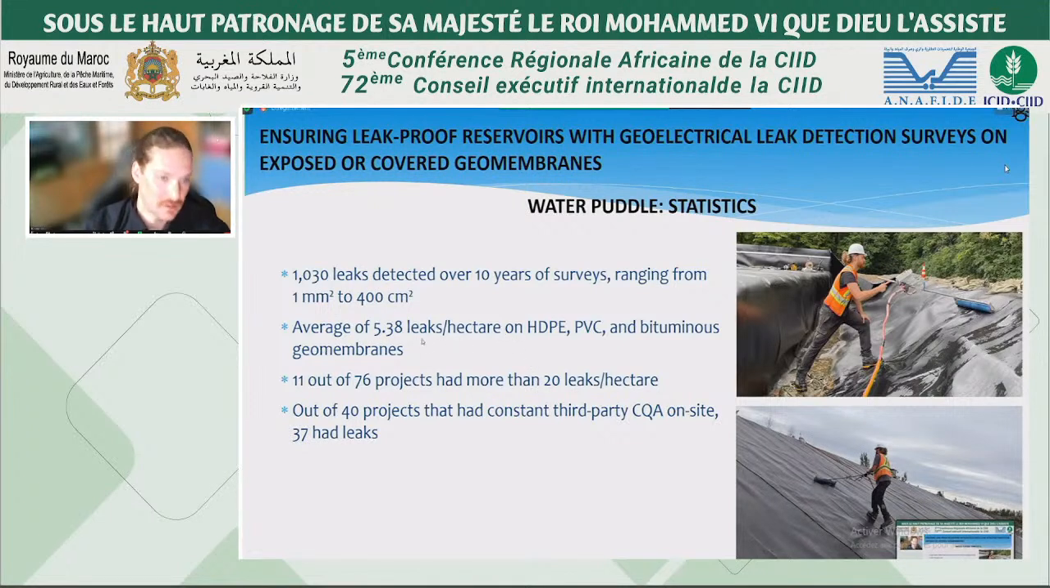Our average is 5.38 leaks a hectare, so for 10,000 square meters. So we know what to expect when we get on the site. And out of 76 projects, 11 had more than 20 leaks a hectare. So the average is 5, but sometimes we get none. Sometimes we get a lot, like hundreds of leaks.